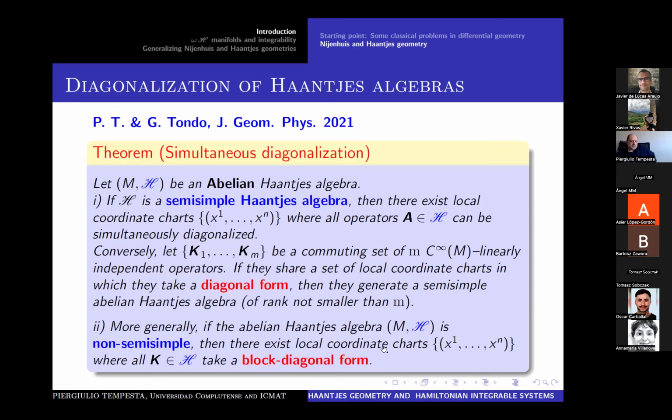Although in standard linear algebra this would be somehow obvious, in differential geometry it is not at all obvious. Commutativity of a set of diagonalizable operators is not sufficient to guarantee simultaneous diagonalization. If we are on a manifold, we need an extra ingredient which is crucial, the Haantjes property. If these operators, even if they are semi-simple, either do not commute or are not Haantjes operators, then there is no guarantee that they can be diagonalized simultaneously. So that is an interesting situation.